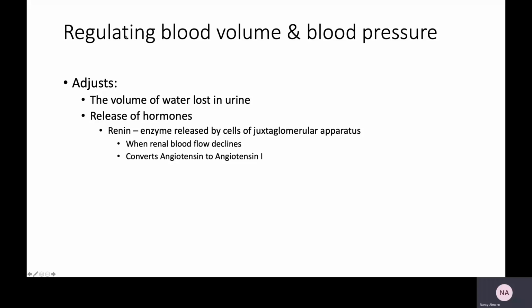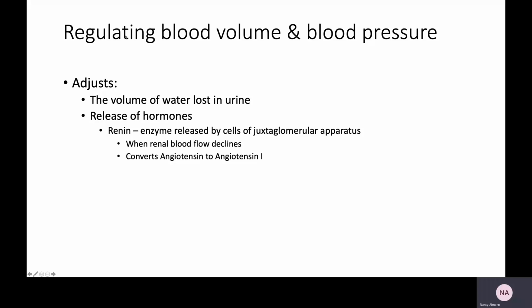And that's going to be because it's going to have a direct impact on the volume of water that's lost in urine or not. Renin is the enzyme that is going to play a role in that process. It is released by cells of what are known as the juxtaglomerular apparatus. Juxta for around, glomerular for the glomerulus.